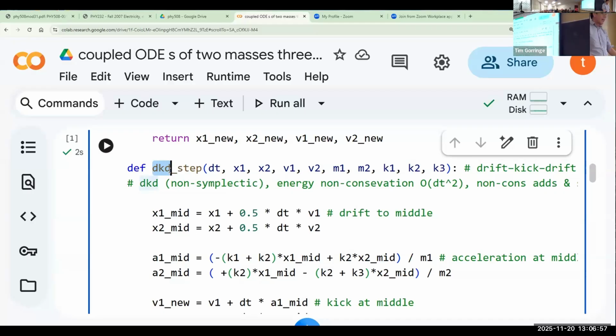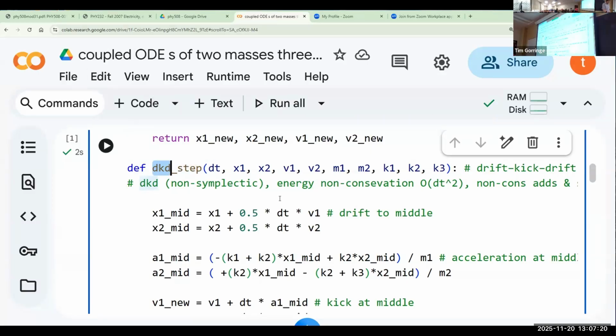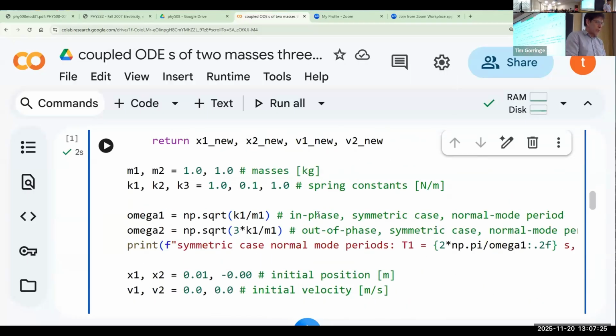I call this one dkd. This one isn't Runge-Kutta. This one isn't Euler. It's sort of an extension of Euler to what is called drift, kick, drift. And you'll see what drift, kick, drift means when we start walking through this bit of code. But for now, I'm not going to describe that one, but rather move on to the body of the code. We'll see how it works with the Euler method, and then we'll go back to the new method, the drift, kick, drift method.